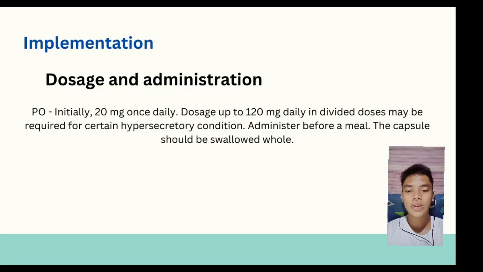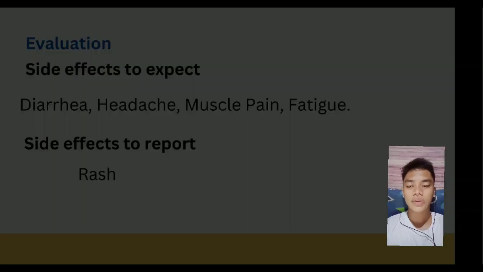Implementation, dosage and administration: by mouth, initially 20 milligrams once daily. Dosage up to 120 milligrams daily in divided doses may be required for certain hypersecretory conditions. Administer before a meal. The capsule should be swallowed whole. Instruct the patient not to open, chew, or crush.